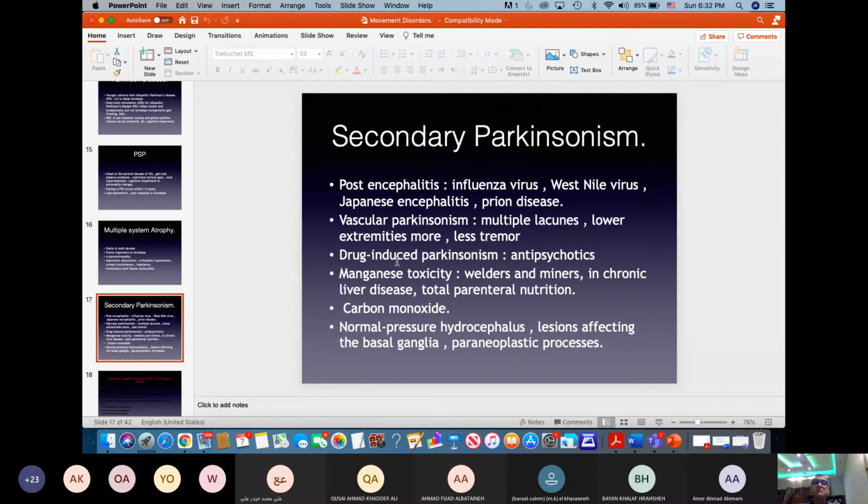And typically it's more or less symmetric, more or less rigid, akinetic, with decreased motion, bradykinesia with symmetric rigidity, and not much tremor.